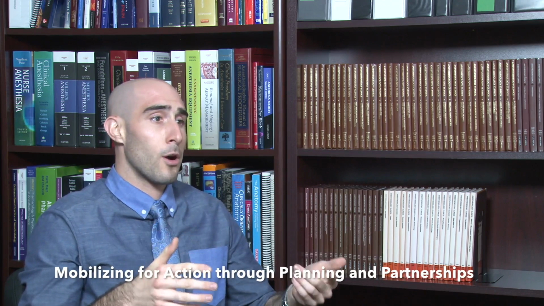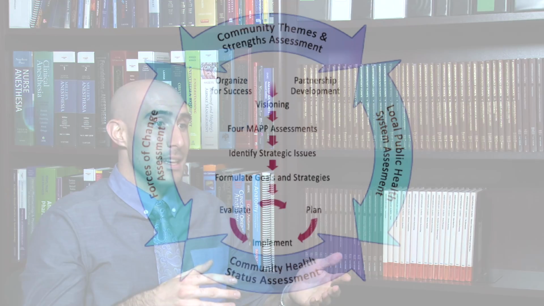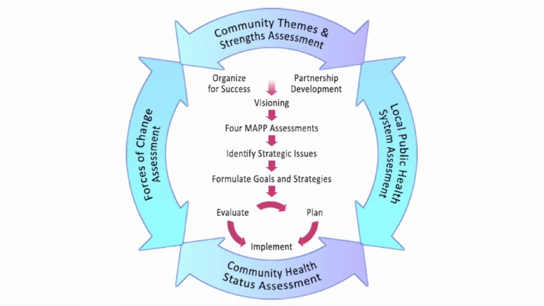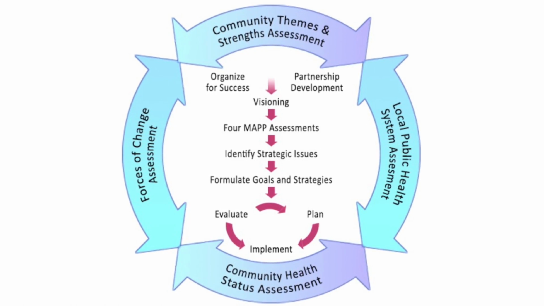Now, mobilizing for action through planning and partnerships, or MAPP, is the gold standard community-driven strategic planning process for improving health in towns and cities and counties and states. The MAPP process consists of 6 phases and is facilitated by public health professionals and engages the community to really use strategic thinking to prioritize important public health issues and to identify resources to address them.